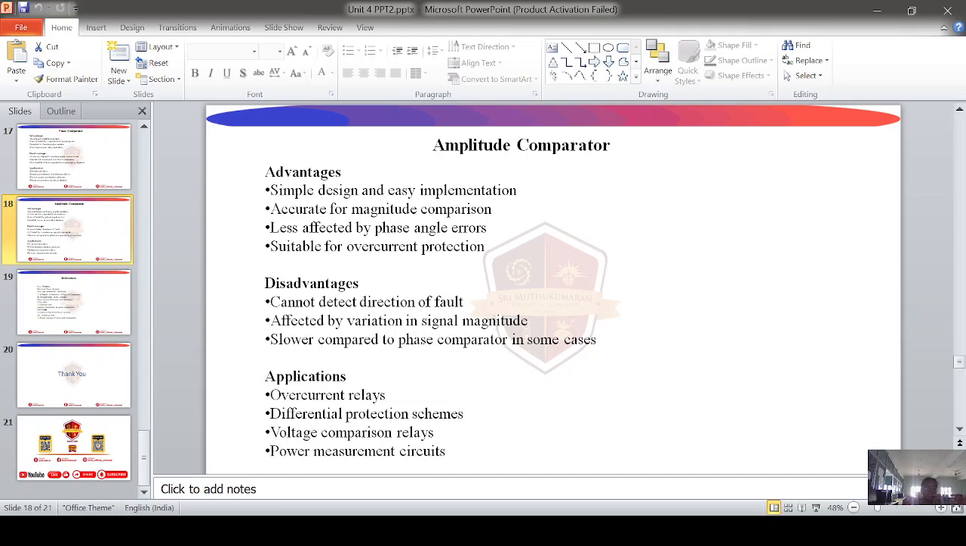Amplitude comparator advantages: simple design, accurate, less affected by phase angle errors, and suitable for overcurrent protection. Disadvantages: it cannot detect direction of fault, is affected by variation in signal amplitude, and is slower compared to a phase comparator. Applications are overcurrent relays, differential protection schemes, voltage comparison relays, and power measurement circuits.